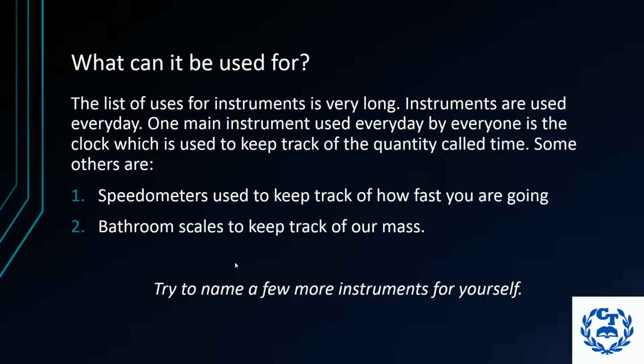Another instrument that we can use regularly during the day is a speedometer. When you're traveling or going from one point to the next in a vehicle, we use speedometers to keep track of how fast we are going. This is also an instrument, but it is used to measure speed. Alright, I will encourage you to try and see if you could find a few more instruments that you would use in your regular daily use.